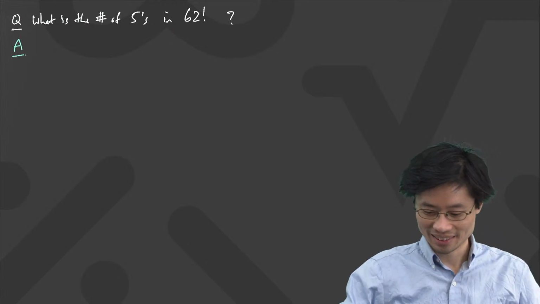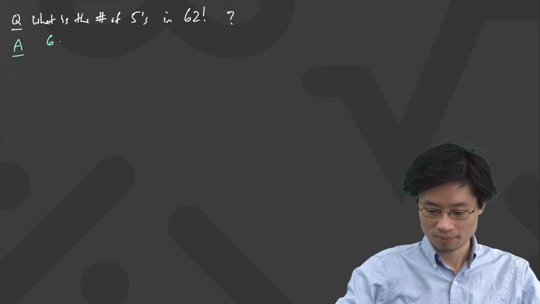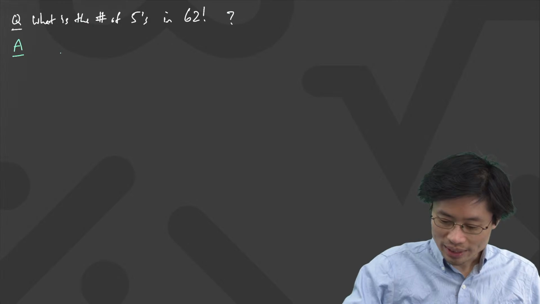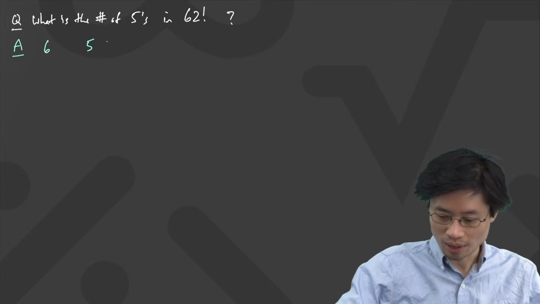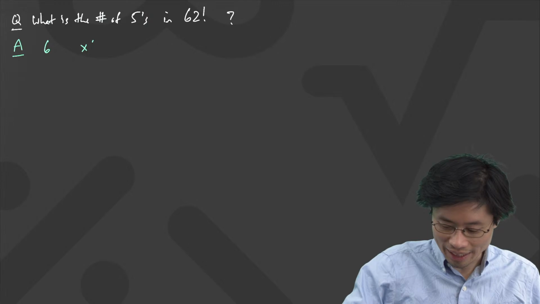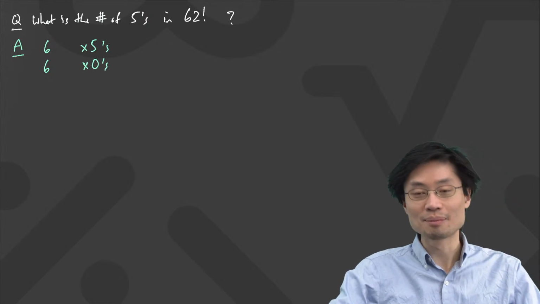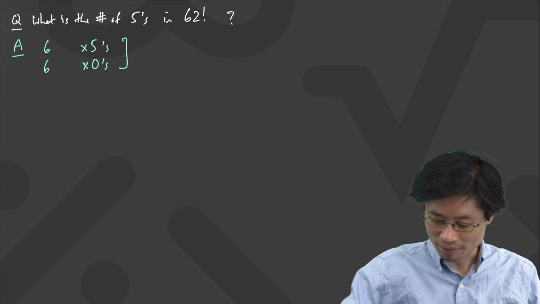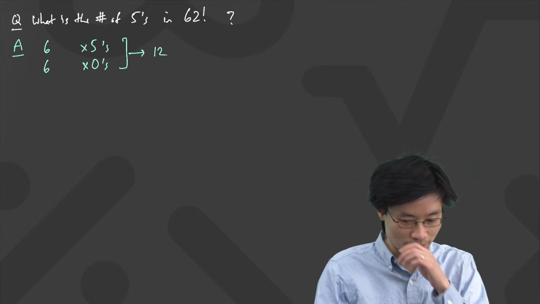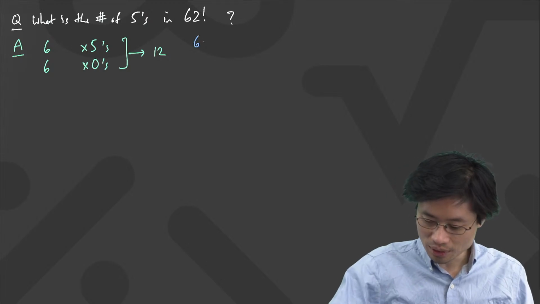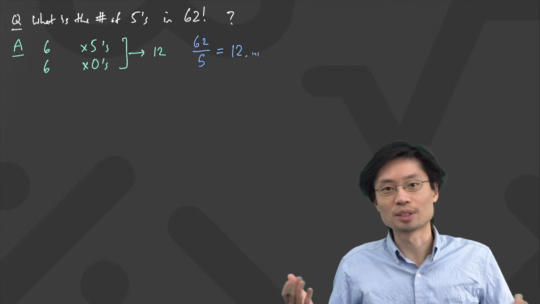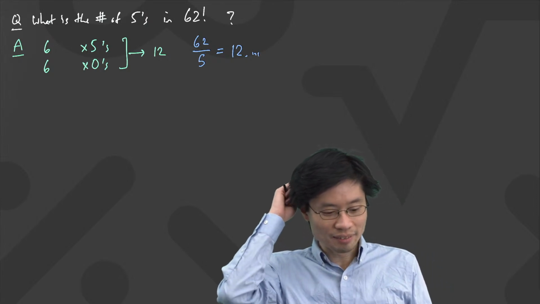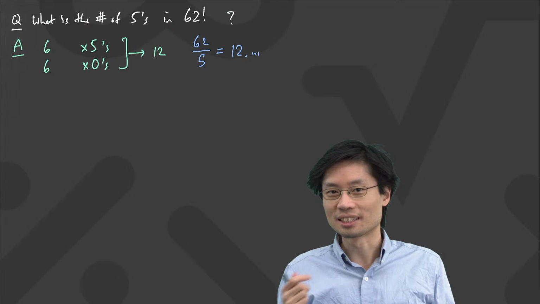Why? Because there's 6 5s and 6 10s. Okay, so I think what you mean is there's 6 numbers of the form x5, and there's 6 x0s. Is that what you mean? Yeah, x is not times, x is some random digit. So that would give you 12. If I took 62 and divided by 5, that's equal to 12 point something. So that's why I would have 12 multiples of 5 up there. So it looks like there are 12 factors of 5 in 62 factorial.